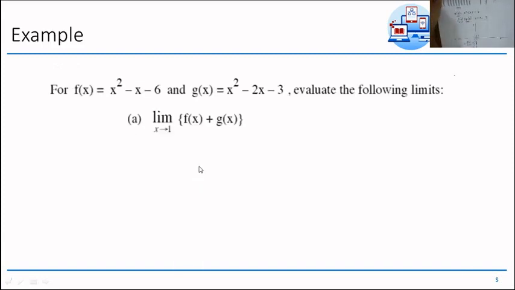Ito yung, ano yung sagot mo kanina? 6 at saka 3, no? 6 at saka 3 yung sagot mo kanina. Opo, sir. Okay, check natin, no?